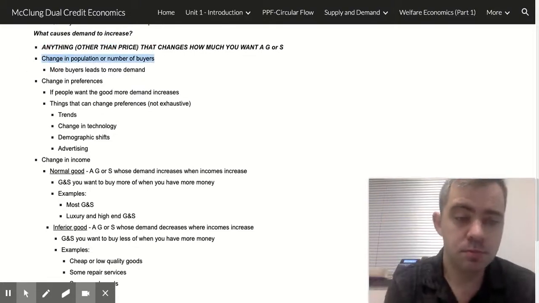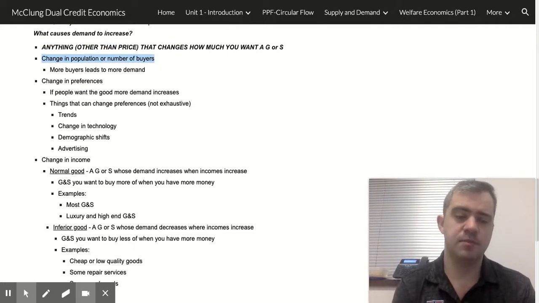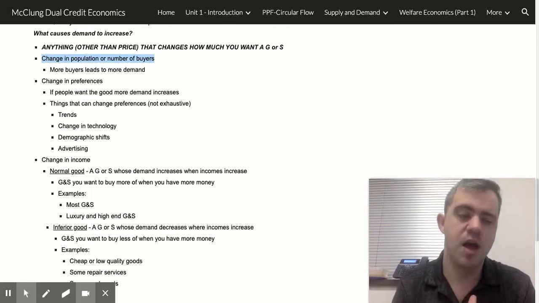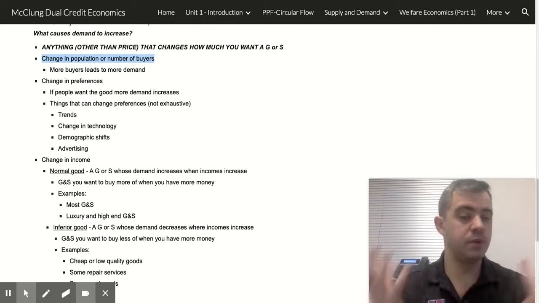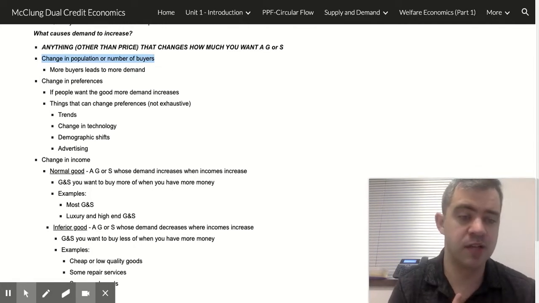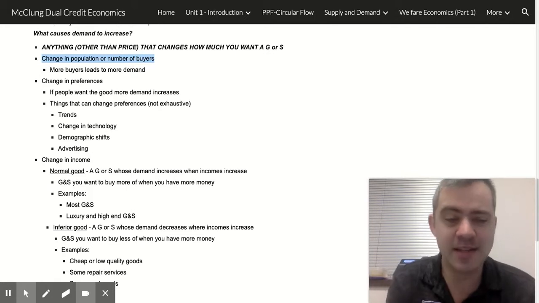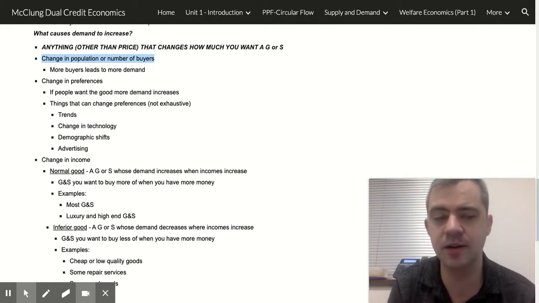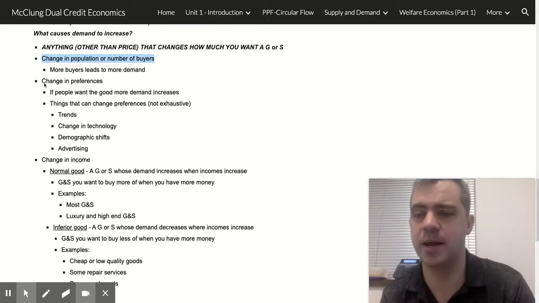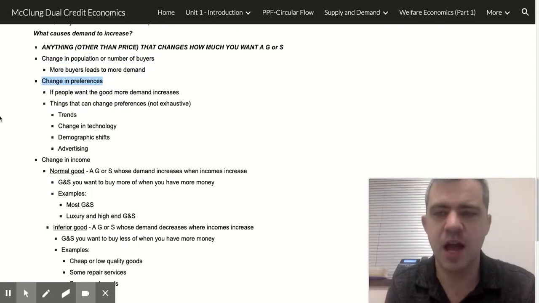So what does change it? More people. More people means more demand. If you have people immigrating in, if you have a higher birth rate, if you have more people in that target demographic, if you're selling Depends and there's more old people, then you're going to see an increase in demand. It's not because people want it more necessarily, it's because there's more people in that demographic who want it.